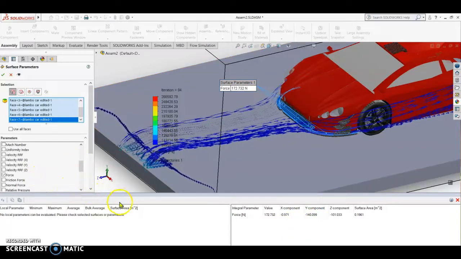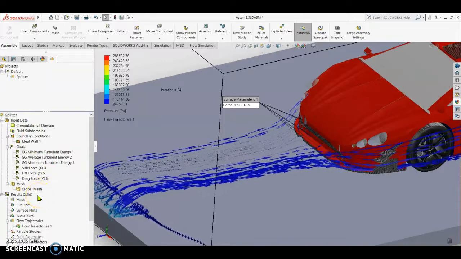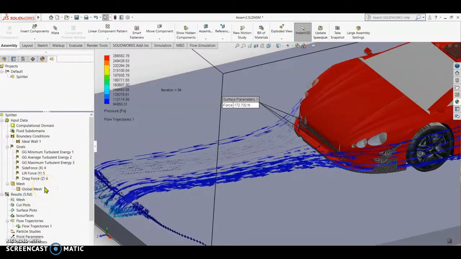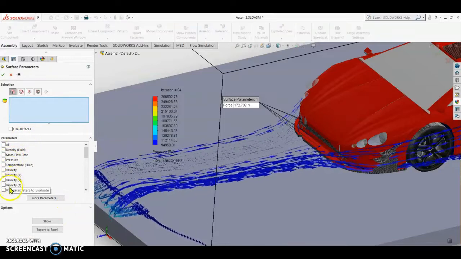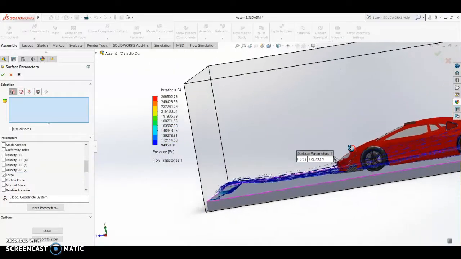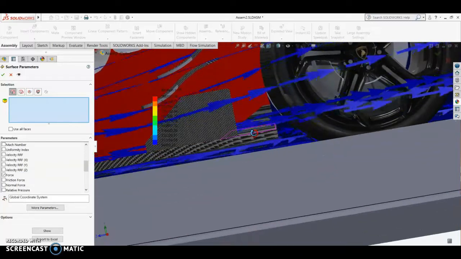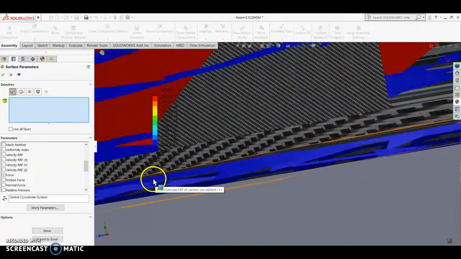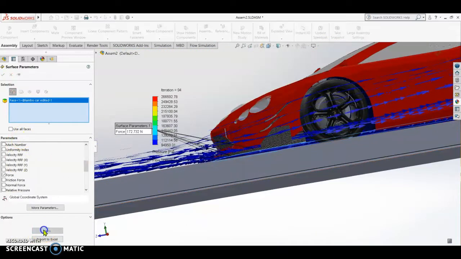Now we can also check the force under the car. So let's see how much force is under the car. Same thing: insert surface parameter, insert, we have to select also force, and then we select the board beneath the car, including the splitter. So this area, we select. All right, and then show.